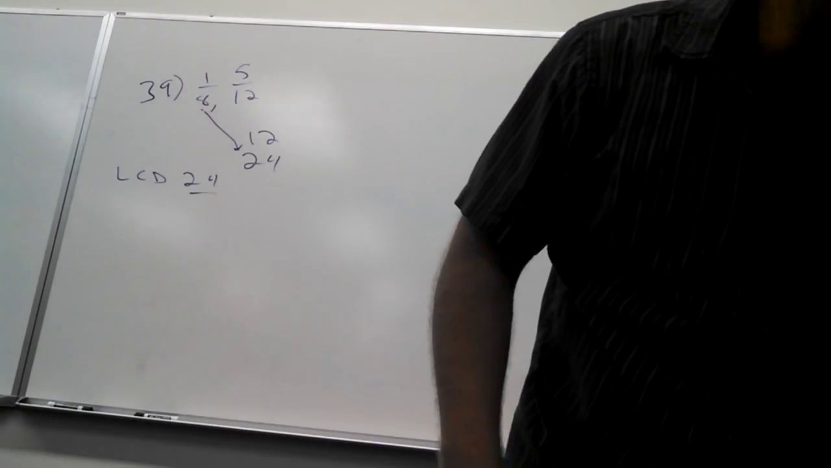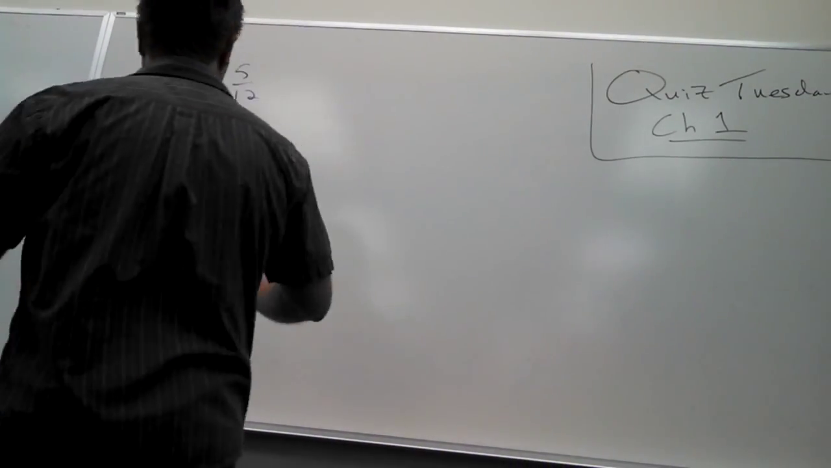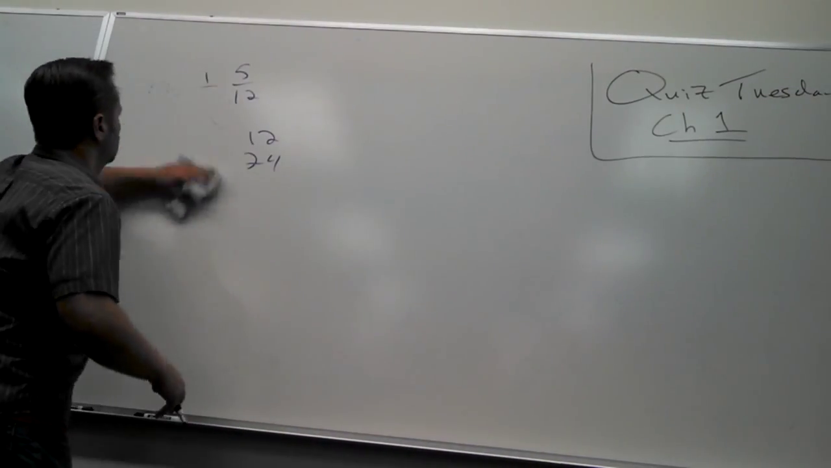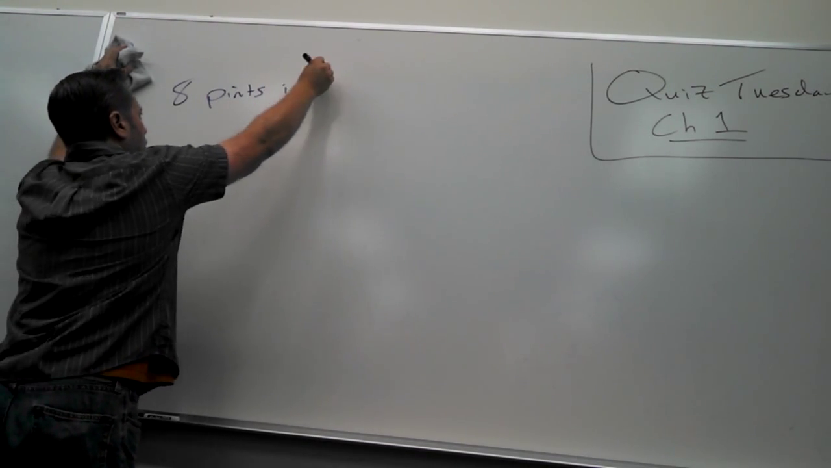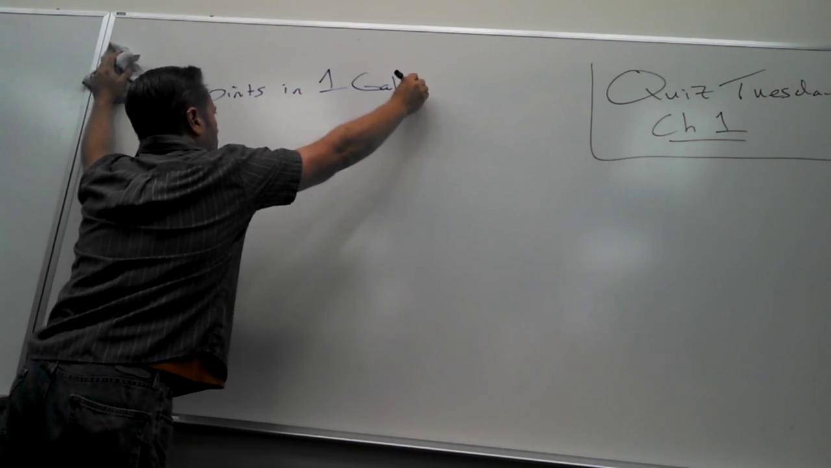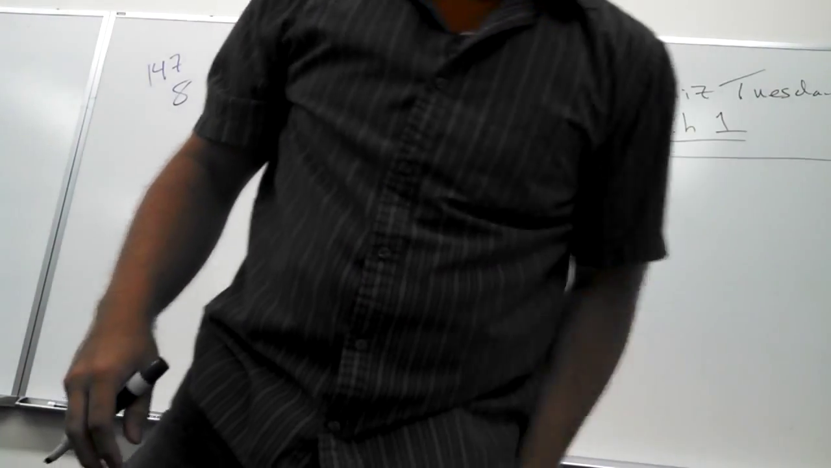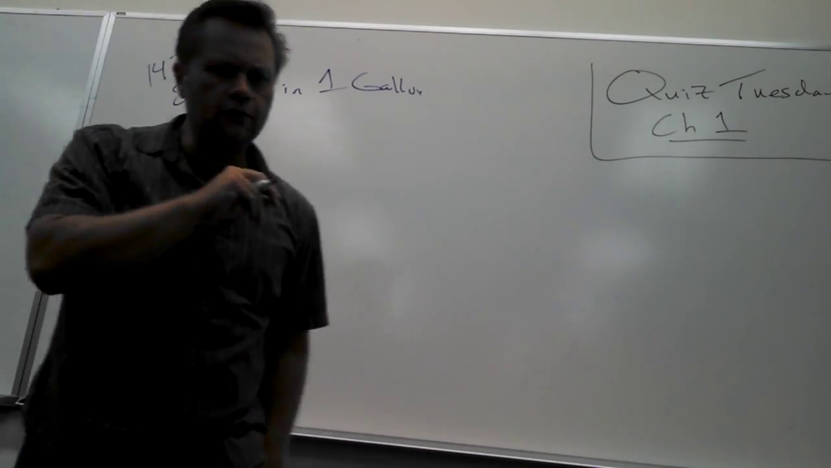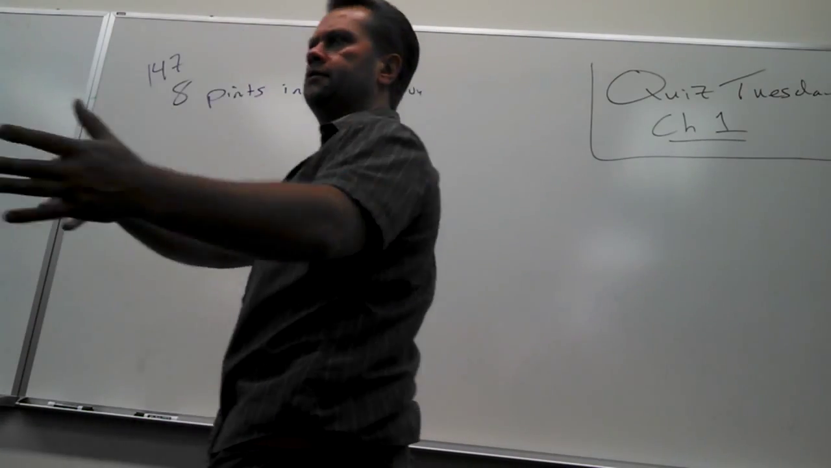So this one, which one? Oh yeah, this one is a little weird. There are 8 pints in a gallon. I can never remember that. So there are 8 pints in a gallon. What number is this? Number 147 in the chapter 1 homework. And they want you to figure out a formula that converts gallons to pints.